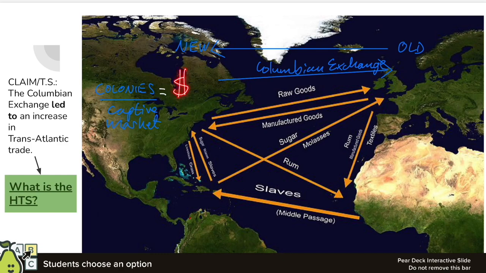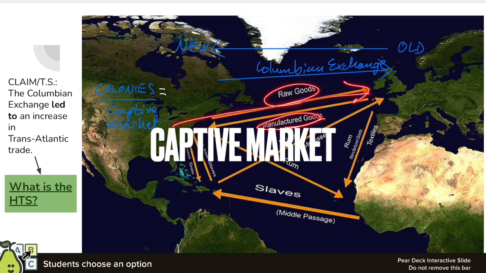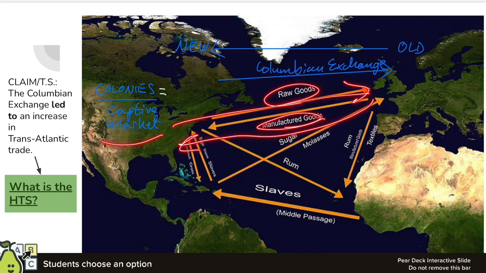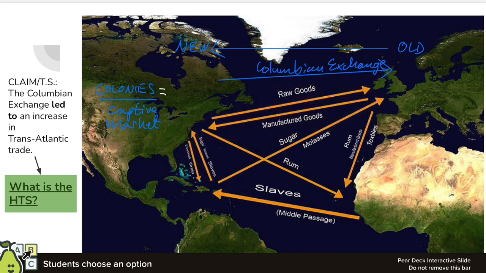And so the purpose of the colonies is not to undergo their own industry or their own trade, like free trade, like capitalism. The purpose of the colonies is to be a captive market. They send their raw goods over to the mother country, and then the mother country sells them manufactured goods at a higher rate. Now, what do we call that economic policy where the purpose of the colonies is to make money for the mother country? Mercantilism. And you're going to need to know that for every history class, just in general.